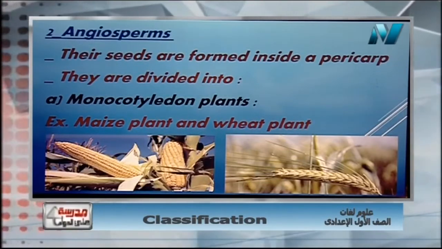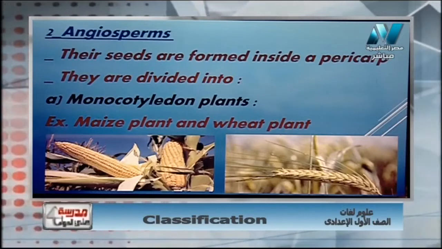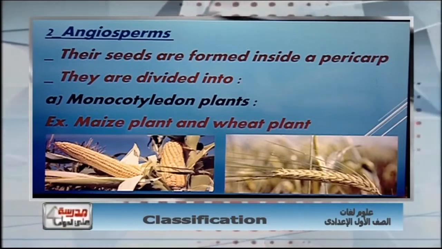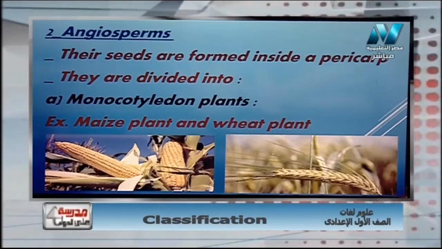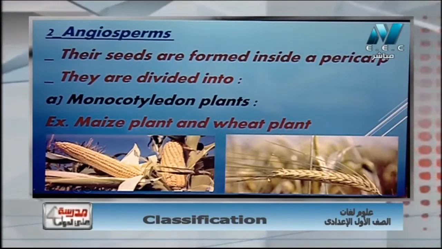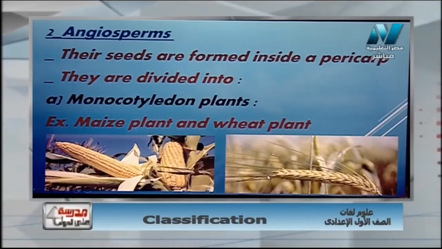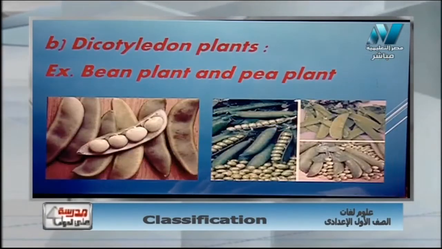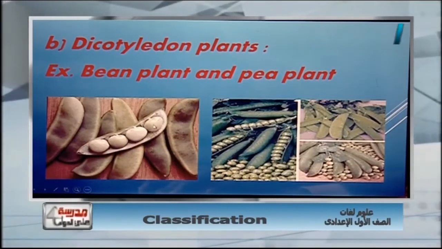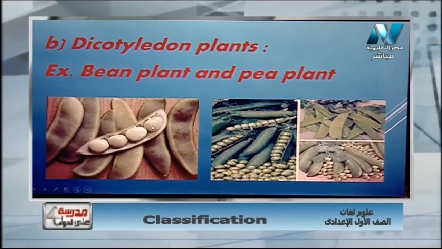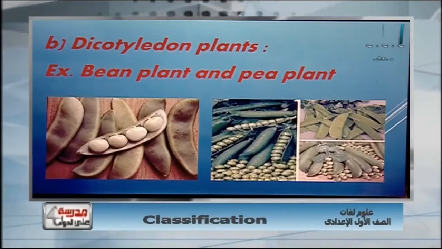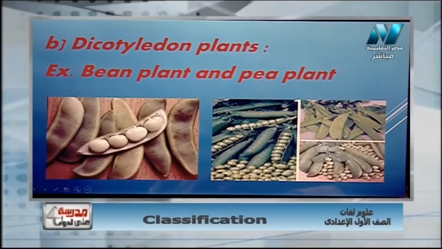They are divided into, number 1, monocotyledon. Monocotyledon plants. They are the plants which their seeds consist of just one cotyledon, as maize and wheat plant, just one part. It's called monocotyledon plants. B, dicotyledon plants. Example, bean plant. If you take this seed, you can divide it into two parts, two cotyledons, dicotyledon plants. Di here means two. Bean plant and pea plant.